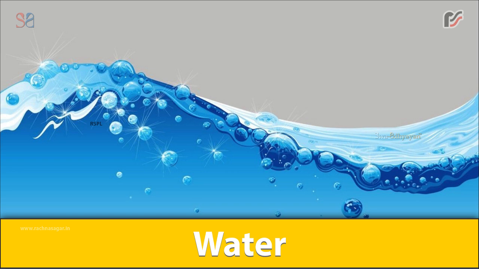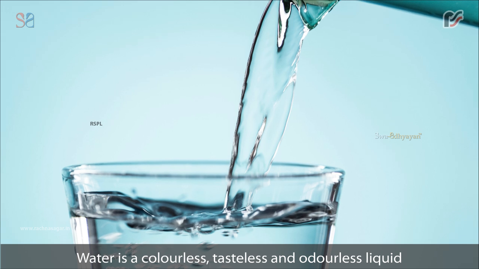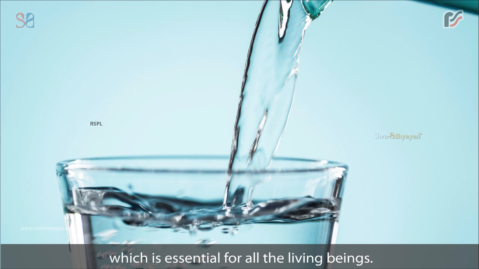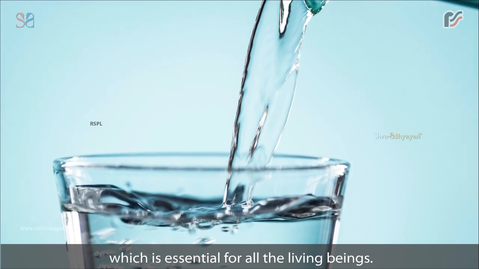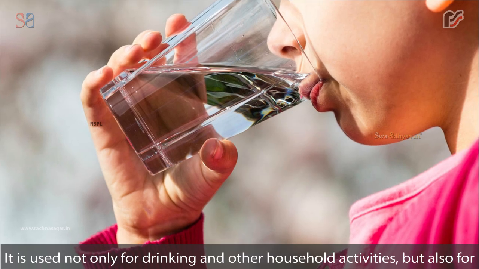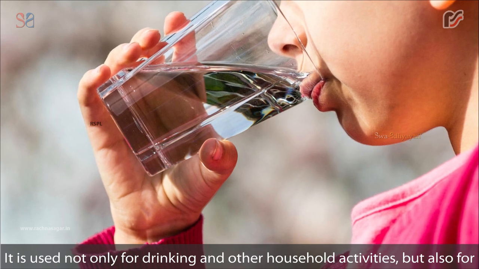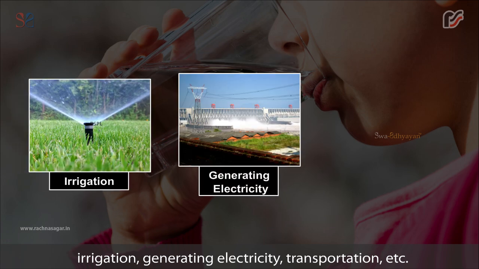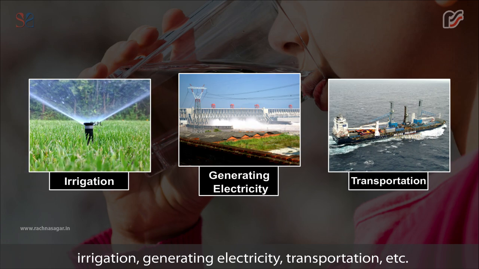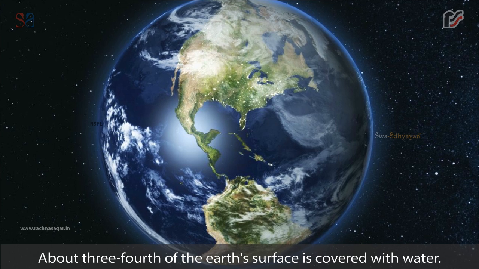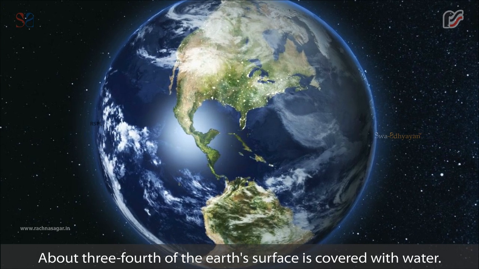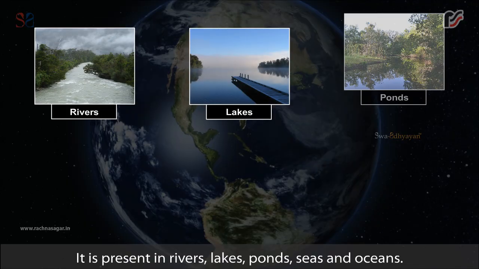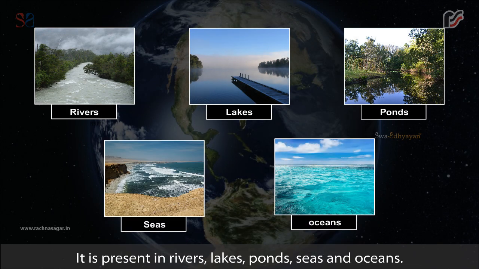Chapter 18: Water. Water is a colorless, tasteless, and odorless liquid which is essential for all living beings. It is used not only for drinking and other household activities, but also for irrigation, generating electricity, transportation, etc. About 3/4 of the Earth's surface is covered with water. It is present in rivers, lakes, ponds, seas, and oceans.